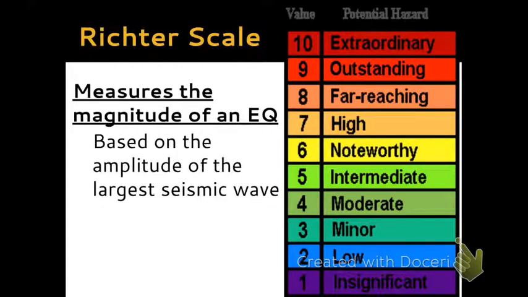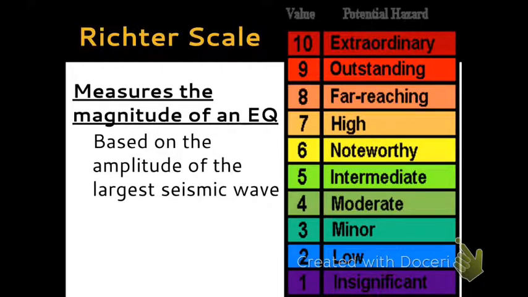Then you've got your noteworthy one at a 6, where you felt it pretty good, and there probably was a little bit of damage. You have 8, far-reaching, so this is going to be one that is going to be felt very, very far away from the earthquake. There was an earthquake, oh goodness, I cannot remember where it was, but a couple years ago, it was not in Greenville, but we could feel the effects of an earthquake that happened in a different state. We could feel it a little bit here. So that was definitely a far-reaching earthquake that occurred.